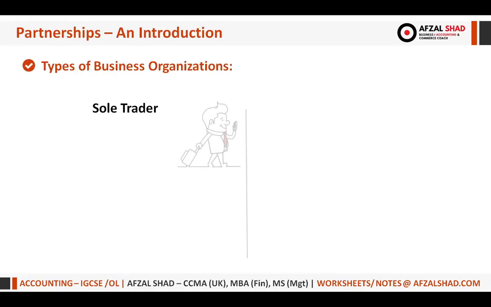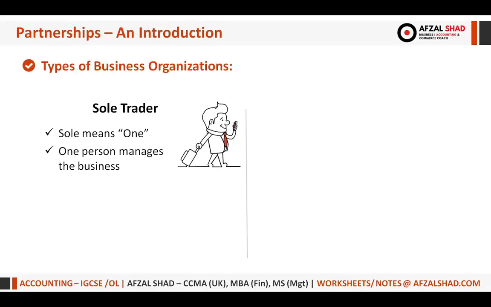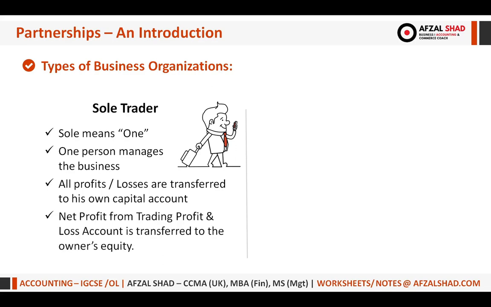So partnership, the types of business organizations. First is the sole trader. So what is sole trader? Sole means one, and if one person is managing all of his business, that's called as a sole trader. So all profits and losses are transferred to his own capital account.